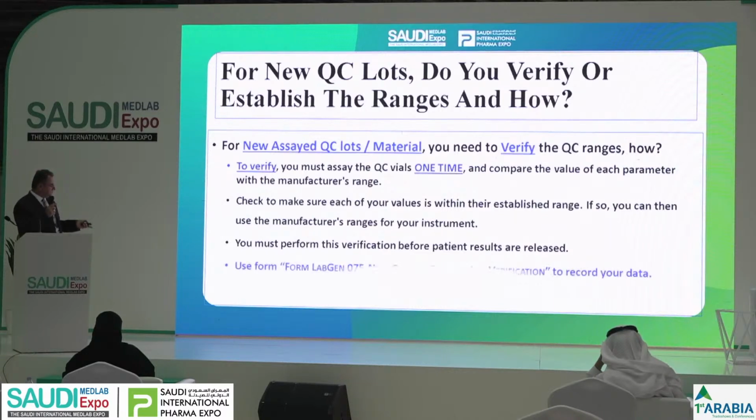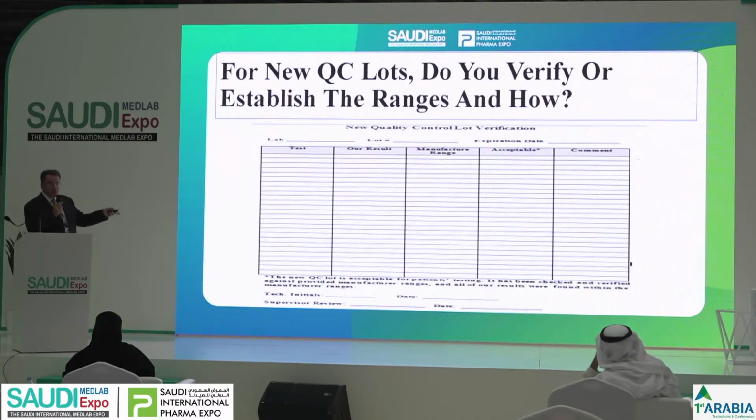Now, this is an example of a form that I use in my lab that we developed. You put the test, your result, manufacturer ranges, acceptable, yes. And there is a statement at the bottom here that this QC lot is acceptable for patient testing. The technologist who ran it will sign and date, and the supervisor will review and date. And again, you attach a copy of the printout from the machine, a copy of the pamphlet, and you file it under new QC lot verification. New QC lot verification.